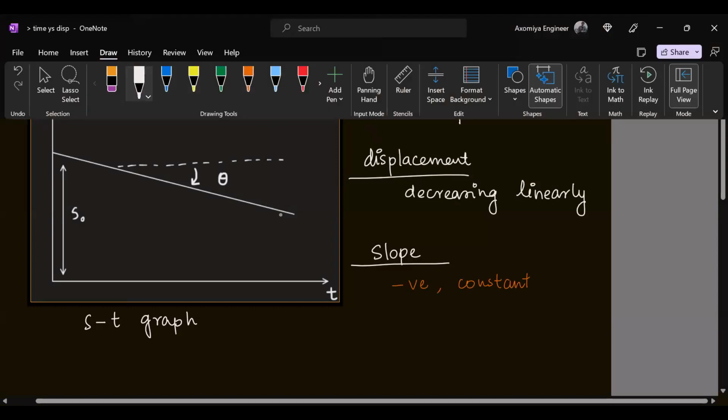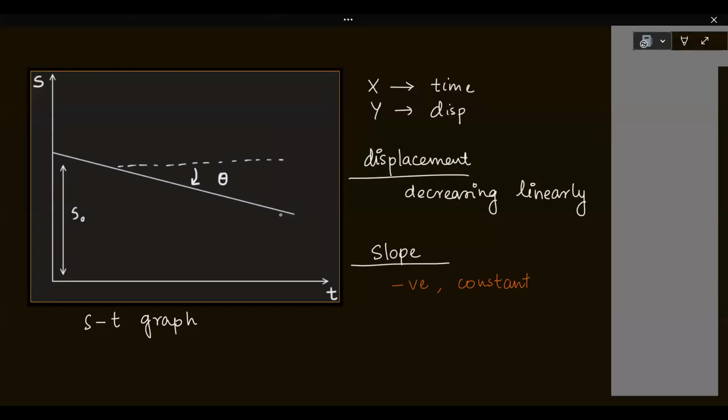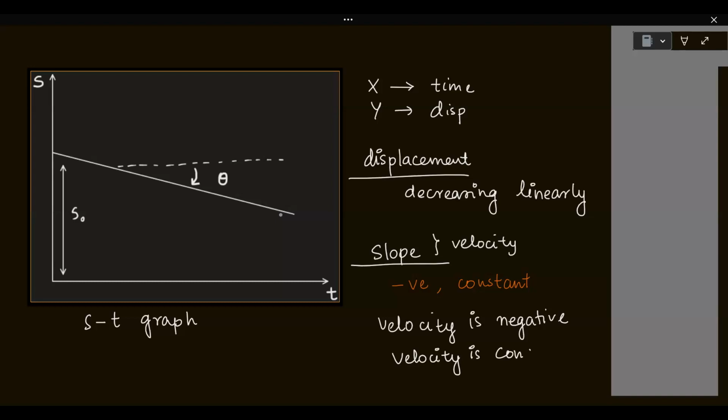Negative velocity. Yes, again, I can say this because slope represents what? Velocity. Slope represents velocity, so I can comment about velocity. I can say velocity is negative and velocity is constant.